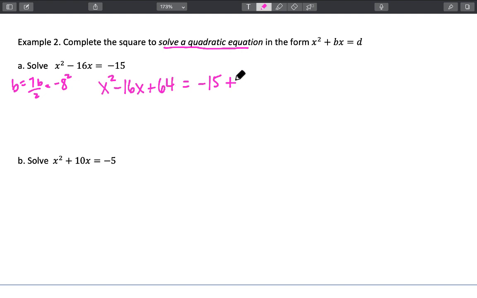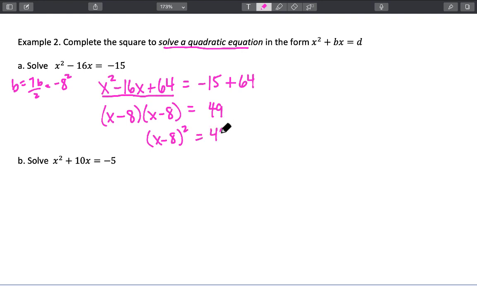So I added 64 to the left, I need to add 64 to the right. All right, now I'm going to rewrite this perfect square trinomial. This would be x minus 8 times x minus 8 is equal to negative 15 plus 64 combines to give me 49. All right, next up, I'm going to condense this down one step further. This is x minus 8 squared is equal to 49.